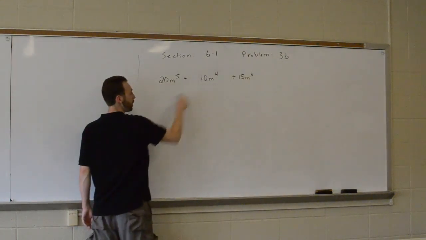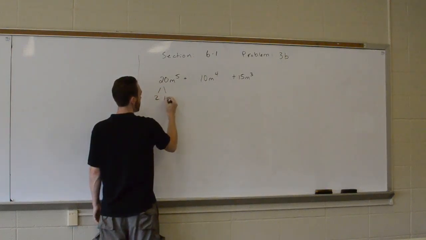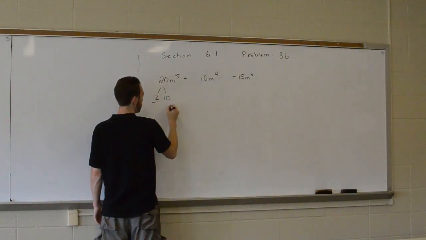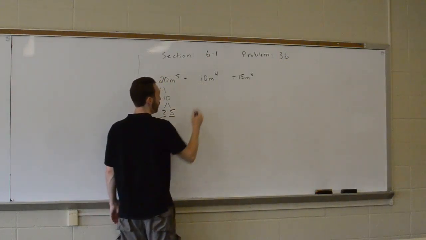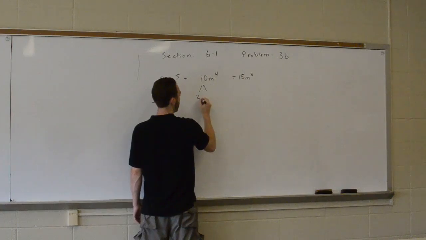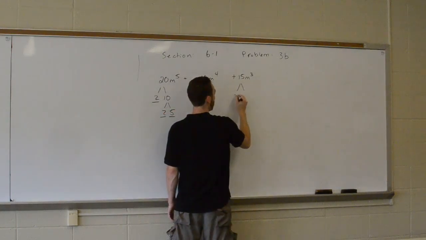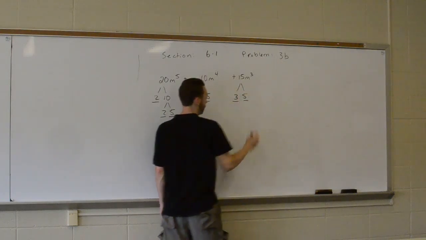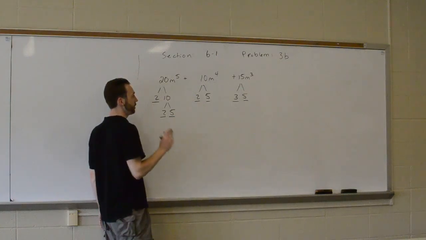We find, first of all, the greatest common factor for the numbers. So 20 is 2 and 10. 2 is prime, 10 is not. 10 is 2 and 5. Both of those are prime. 10 here is 2 and 5, both of which are prime, and 15 is 3 and 5, both of which are prime. So now we need to find a GCF for the numbers part.